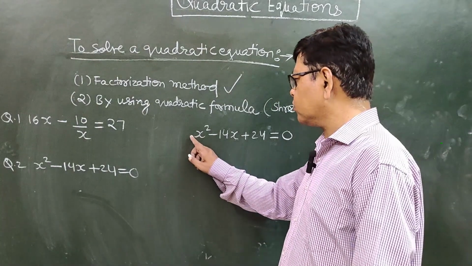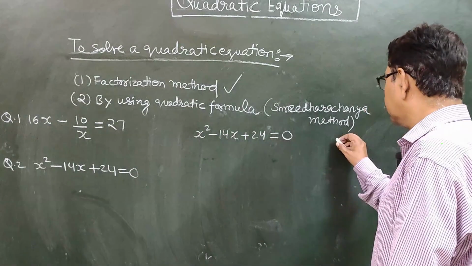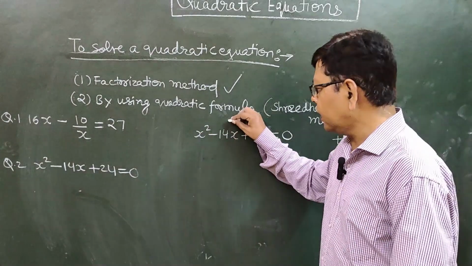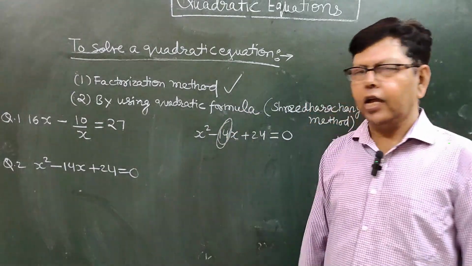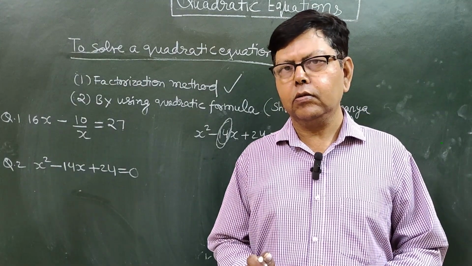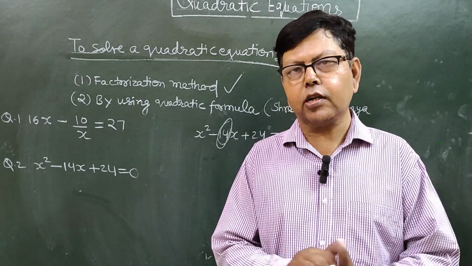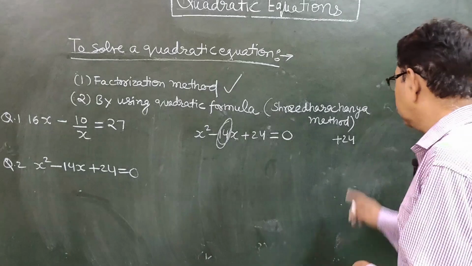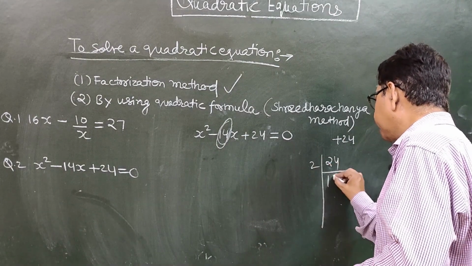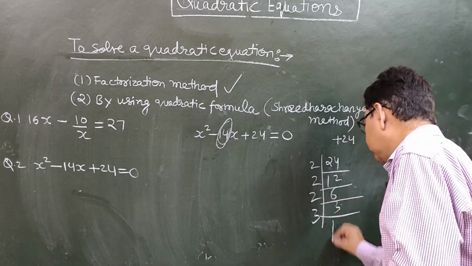So coefficient of x square is 1 and the constant term is 24, product is plus 24, product is positive here. If the product is positive, then I will write this number 14 as a sum of two numbers such that the sum is equal to 14 and the product is equal to 24. So for that let us factorize 24. 24: 2 twelves, 2 sixes, 2 threes, 3 ones are 3.